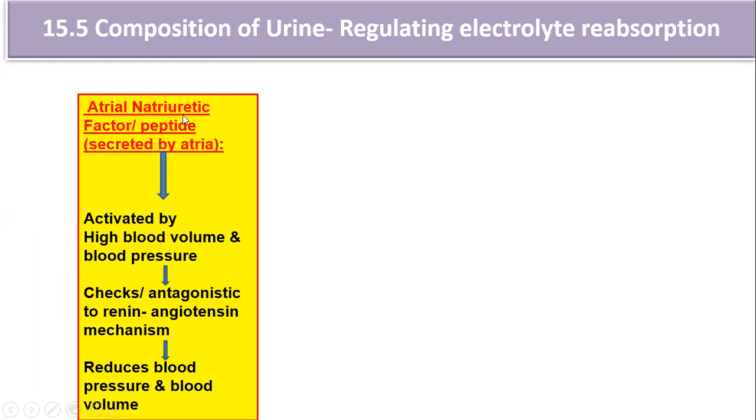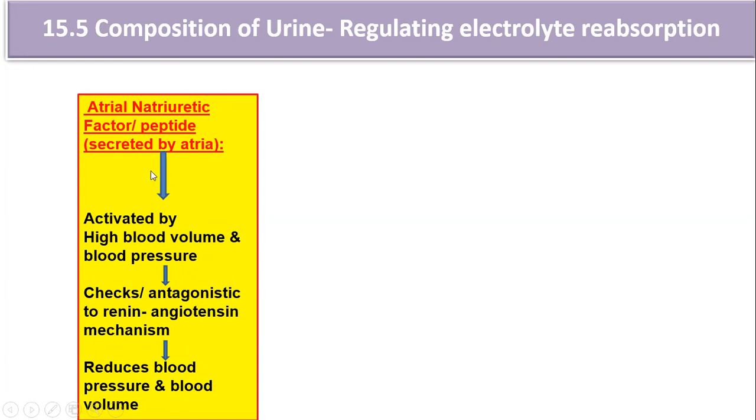That means sodium is lost in the urine. Therefore it is known as atrial natriuretic factor or peptide. You can call it ANF or ANP, which is released by the atria when there is high blood pressure and high blood volume. So whenever your body has more blood volume and blood pressure, it is going to release atrial natriuretic factor.